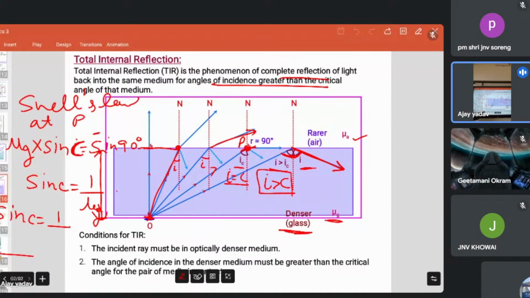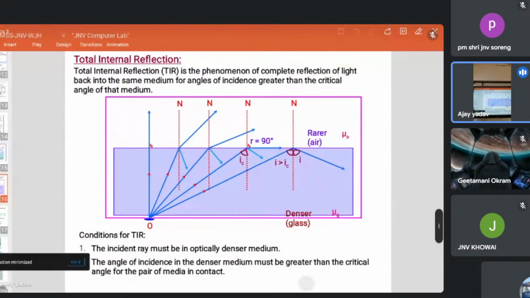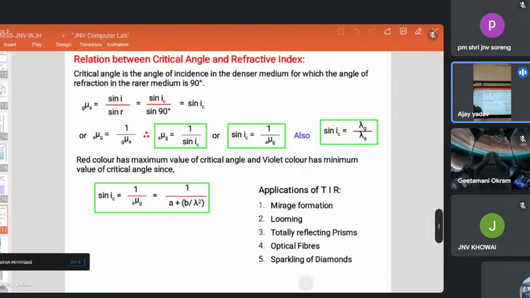In 1 by mu g, 1 is the refractive index of the rarer medium and mu g is the refractive index of the denser medium. So you can remember this equation this way: in the numerator we write the refractive index of the rarer medium, and in the denominator there will be the larger refractive index, meaning that of the denser medium. So this is the formula we will use to calculate the critical angle. This is the same derivation that we did in the last slide.